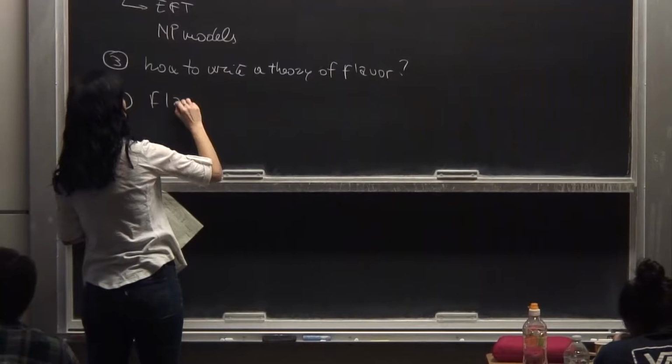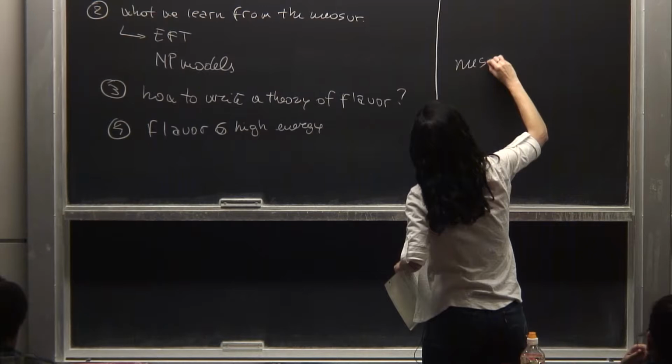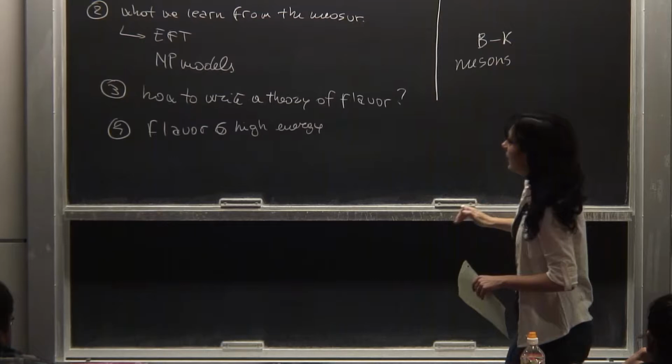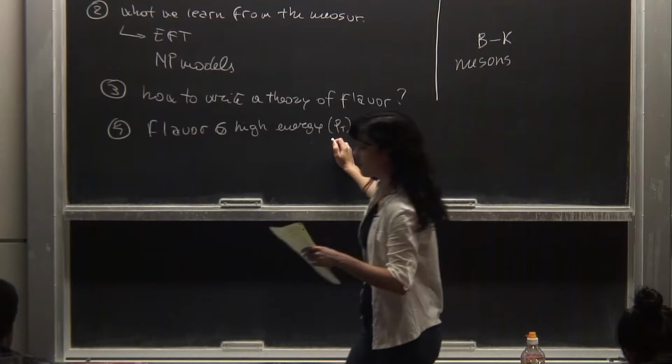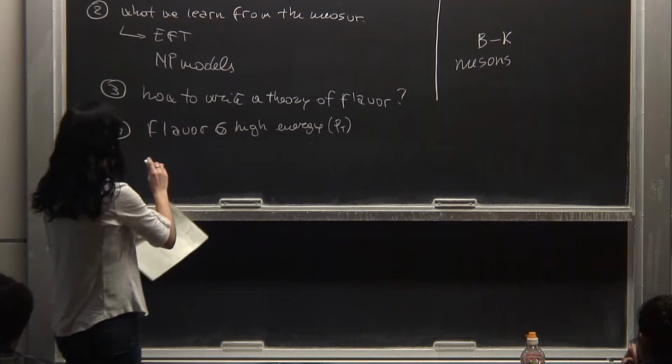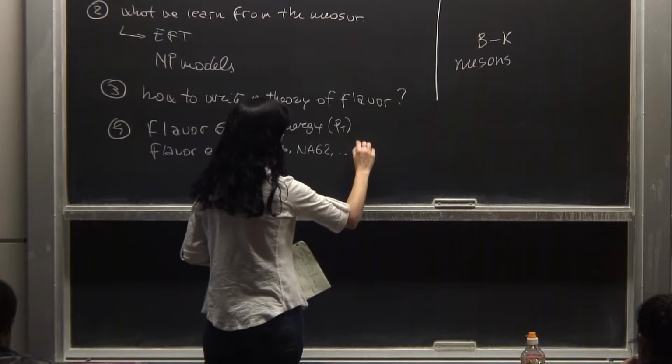we speak a little bit about flavor at high energy. Because, as we see, this first part will deal with mesons, in particular B mesons and kaons. Then we would like to understand what type of high energy, so high pT, measurements we can do at the LHC, so at ATLAS and CMS, to test flavor. As well as we'll mention something opposite: what flavor experiments, like LHCb, or as we'll see NA62, and so on, can tell us about new physics particles.